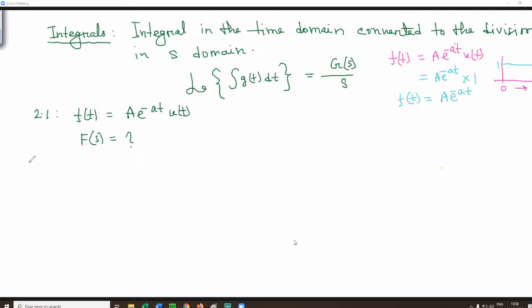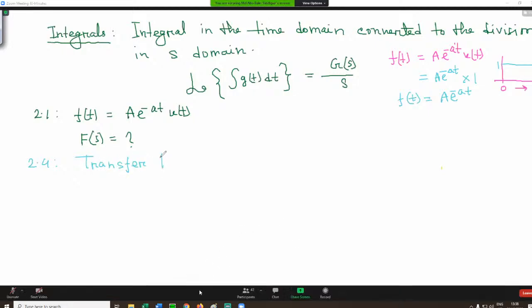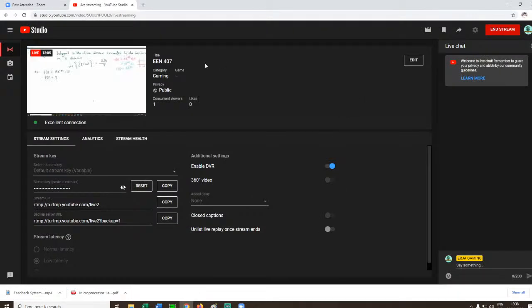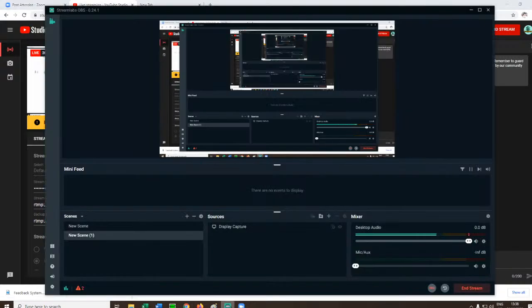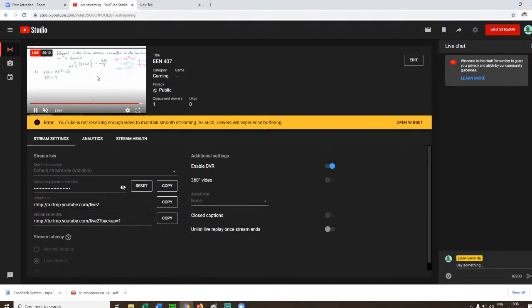Okay, so then article 2.4, transfer function. So what is a transfer function? The transfer function represents the input-output relationship of a system.